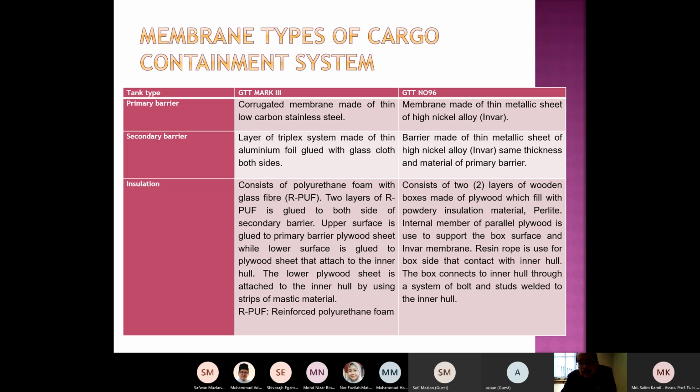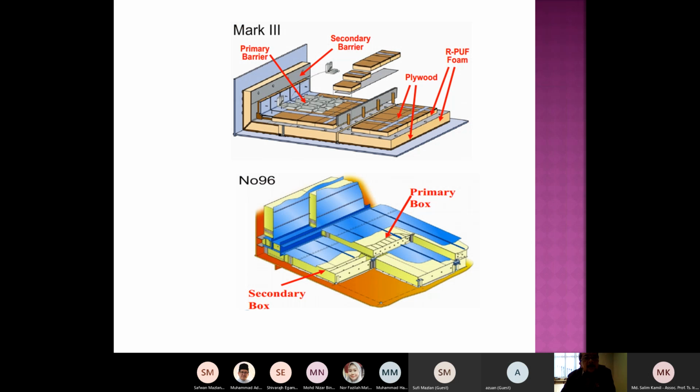In fact, two of the participants are actually building this, the containment system. So this is more detail. The Mark III has the primary barrier, the secondary barrier, and the plywood. RPUF foam is reinforced polyurethane foam. The one at the bottom is number 96, also from GTT. So we have the primary box and the secondary box at the bottom.